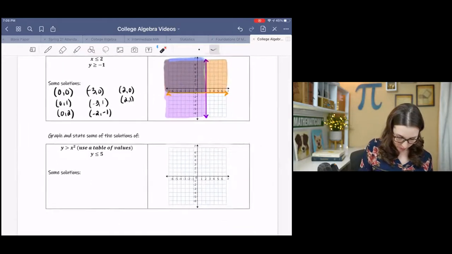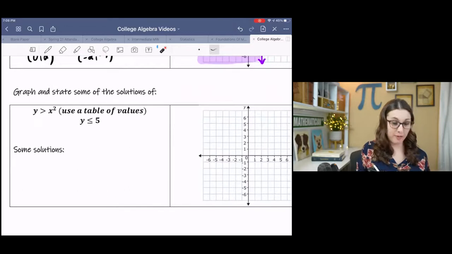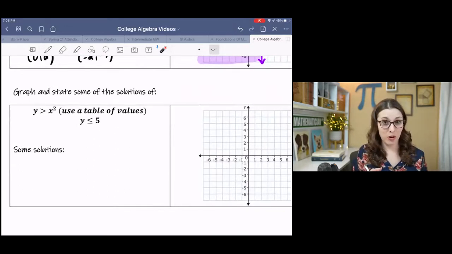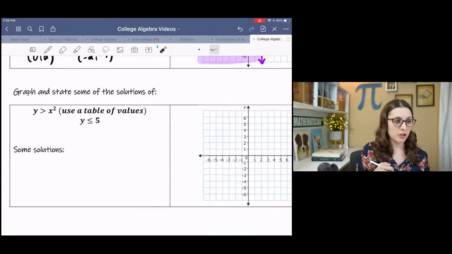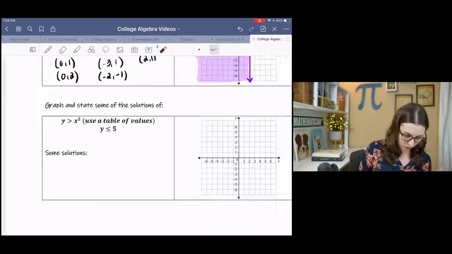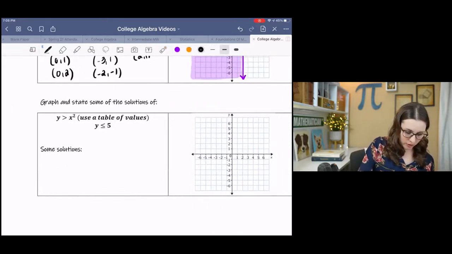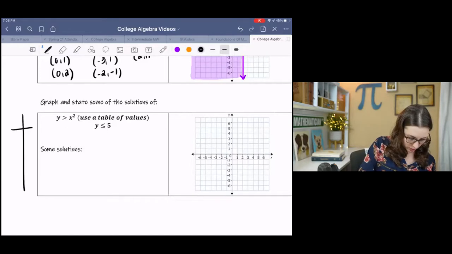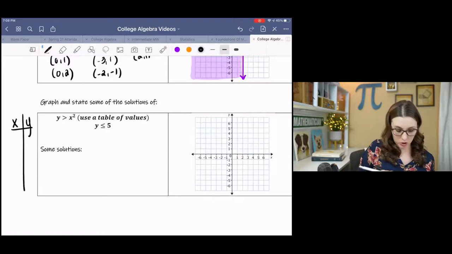All right, last one. We actually have a system of nonlinear inequalities, which is kind of fun. So the first inequality is y is greater than x squared. Now, we don't really know what x squared looks like yet because we haven't really studied it, but we can use a table of values. So anytime you don't know how to graph something, you can just default to a table of values. So I'm going to do a table of values over here on the left. I'm going to do x and y, where y is x squared.